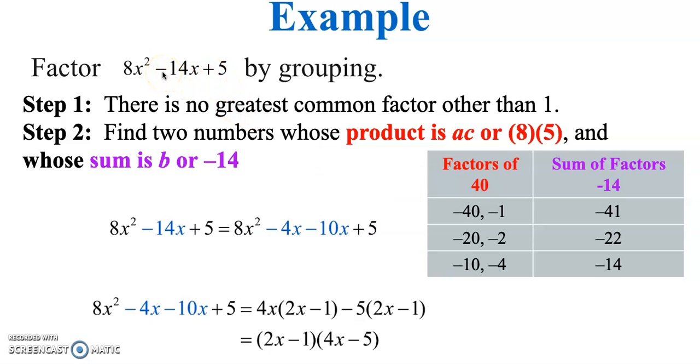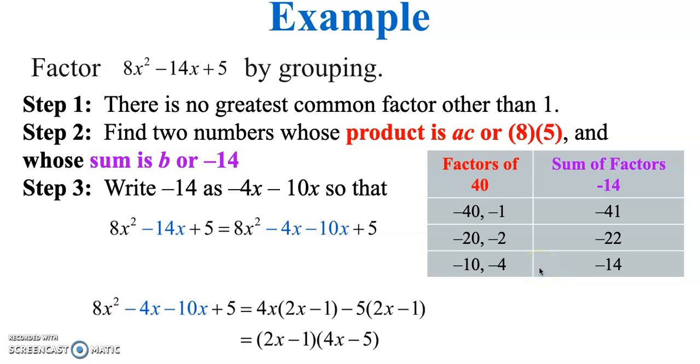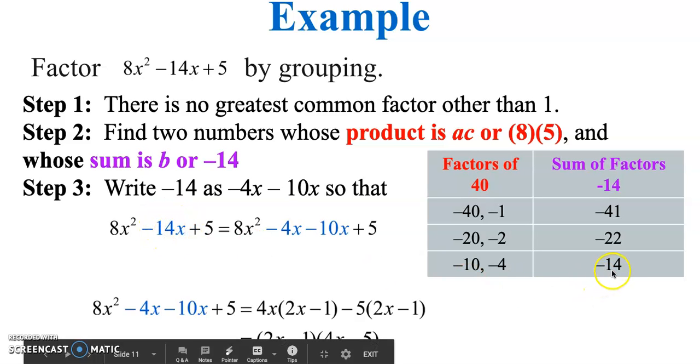I know both of my answers will be negative. So I have negative 40 times negative 1. 41 doesn't work. Negative 20 times negative 2 does equal 40, but it equals negative 22, which doesn't work. Negative 10 times negative 4 does equal 40, and they both add together and give me negative 14, which means, now that I have step 3, I write my negative 14x in my 2 answers.